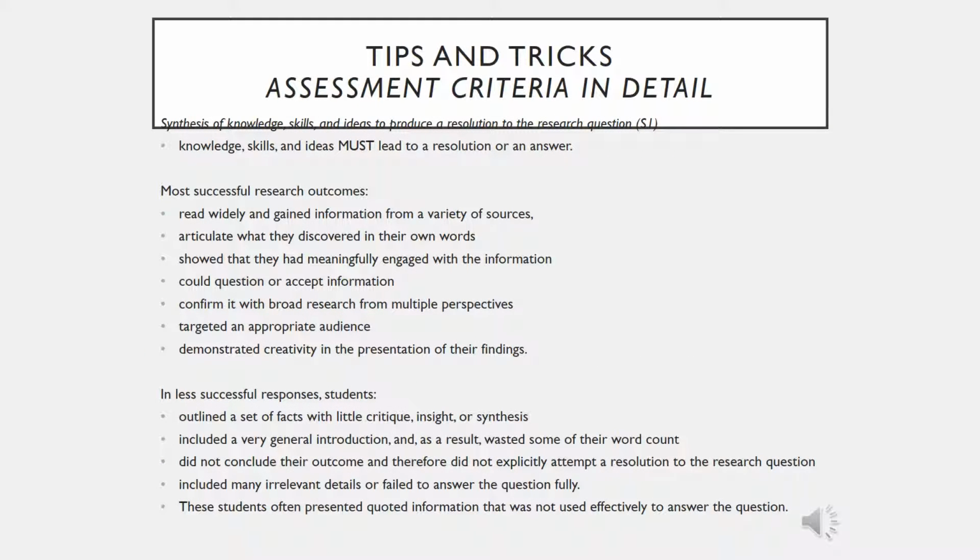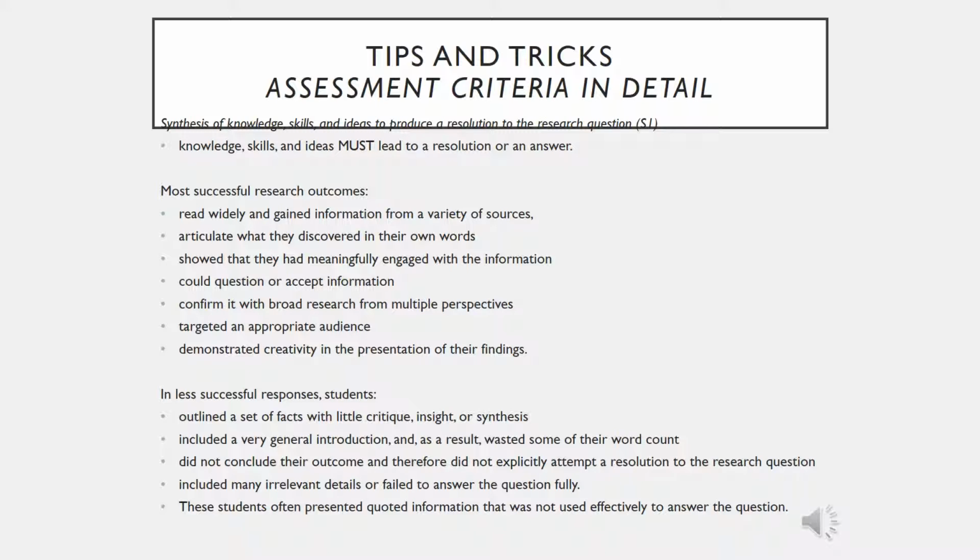I'm not going to read this to you because it is available on the screen. But what I am going to do is tell you that this is information that is provided to teachers and students by the ACE Board. It is called the Chief Assessor's Report.